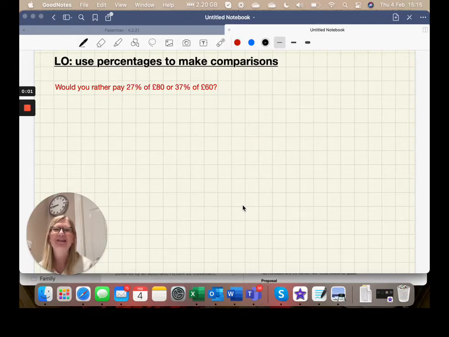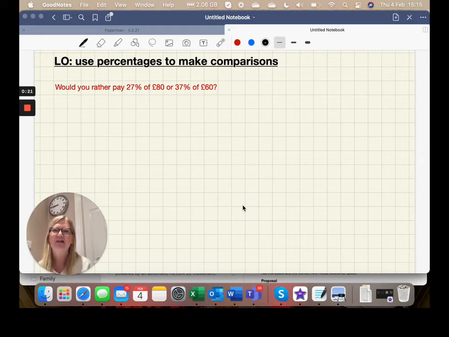Morning everyone. Today we're going to be pulling together all the different learning on percentages that we've done this week and using it to make comparisons. Now, I've started several of the lessons this week with my hook as would you rather, but today you're going to be doing the comparisons yourselves. So let's get you started.